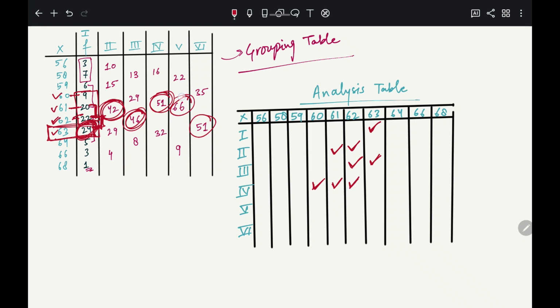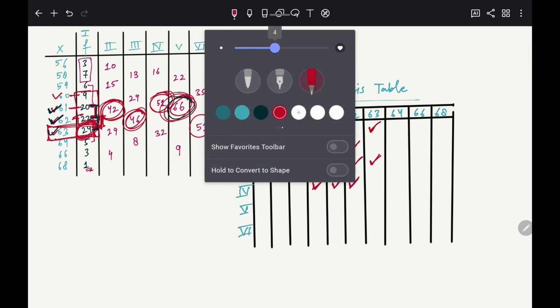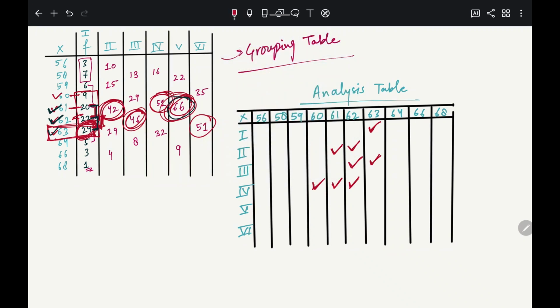How did we get the 66? We were adding the three. We added 20, 22 and 24 to get the 66. So the x is 61, 62 and 63. Again we will tick mark this. The numbers are 61, 62 and 63.